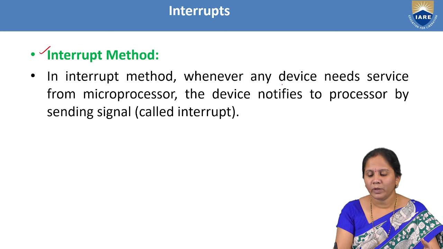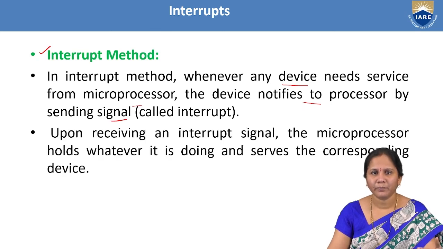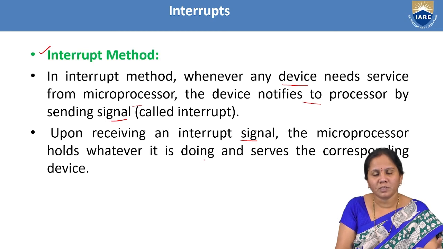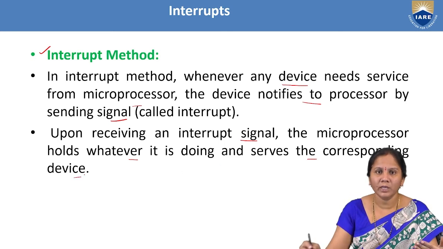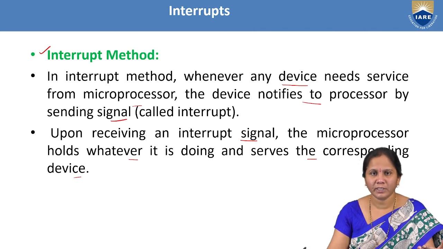In the interrupt method, whenever any device needs service from the microprocessor, what will that device do? The device notifies the processor by sending a signal. That signal is generally called the interrupt request signal. Upon receiving the interrupt signal, what is the microprocessor going to do? After receiving that interrupt request signal, the microprocessor holds, that means stops whatever it is doing, and it is going to service the corresponding device. That means it is going to give service to the requested device.